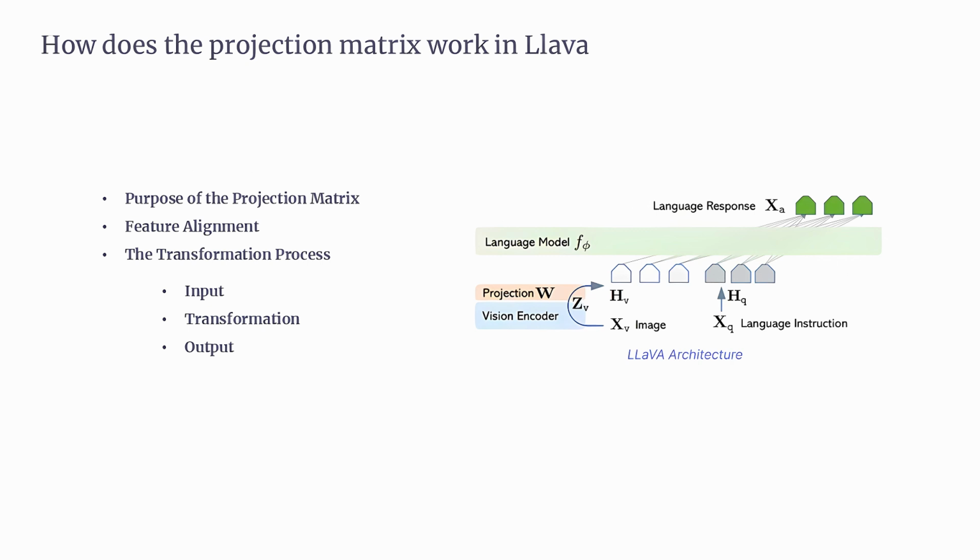The fourth. Integration with textual data. The textual input, let's call it XQ, is passed to the language model, LLaMA. The language model processes both ZV, the projected visual features, and XQ, the text input.